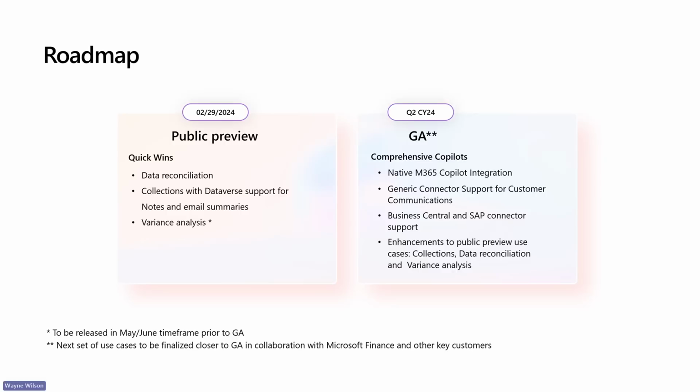Going forward into GA, we will be adding additional capabilities with native M365 Copilot integration. So if you're familiar with how Copilot exists in M365, we'll be bridging and creating a more similar experience between the two, which will be good for the end user. We'll also be adding more generic connector support for customer communications. So that will mean that more end users can take up the offering, connecting the customer communications and Outlook into their ERP. We'll be adding Business Central and SAP connector support.